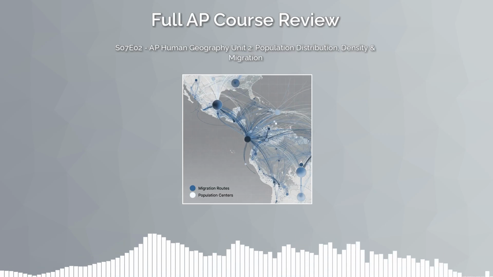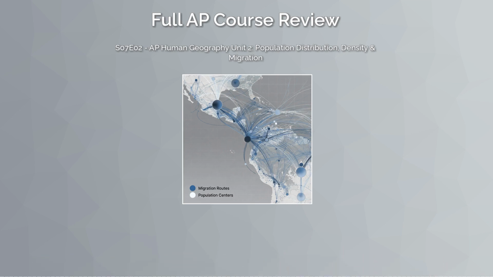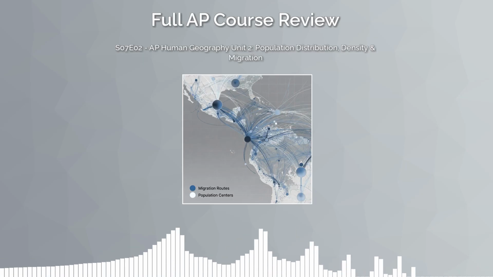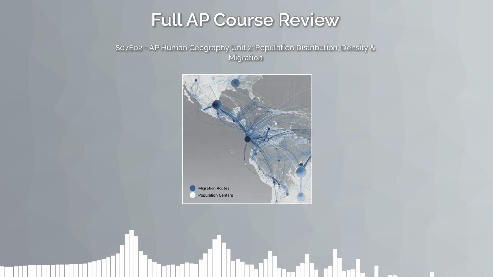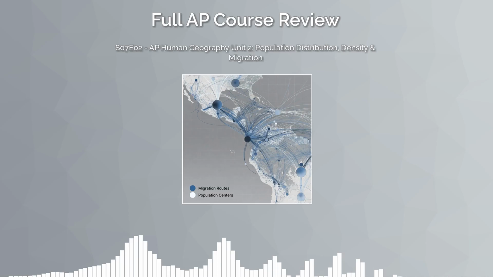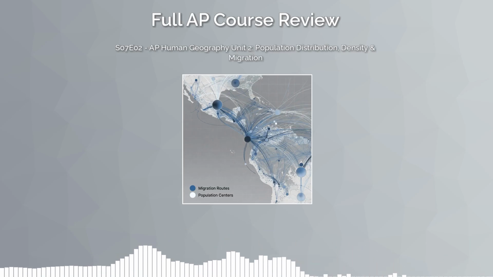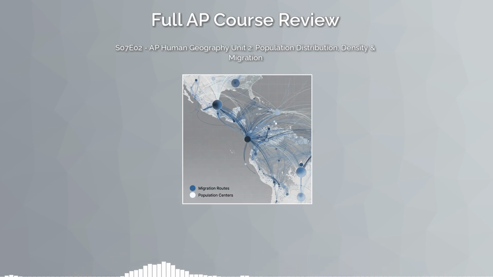That's the core insight of this entire section. Population distribution isn't just a statistic. It has real cascading consequences for governments, economies, and environments. And the AP exam is going to test whether you understand exactly what those consequences are.